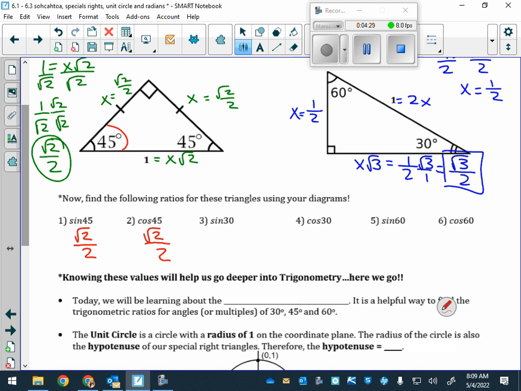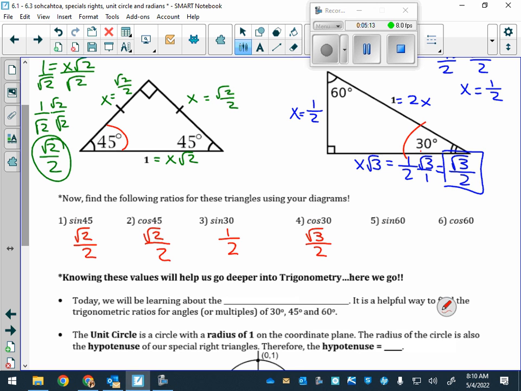Okay? So now we move over to our 30, 60, 90. So the sine of 30, here's our 30-degree angle. Sine of 30 would be what? Sine, remember, is opposite over hypotenuse. What would the sine of 30 be? Emily? 1/2. Good. What would the cosine of 30 be? Liam? Good, root 3 over 2.